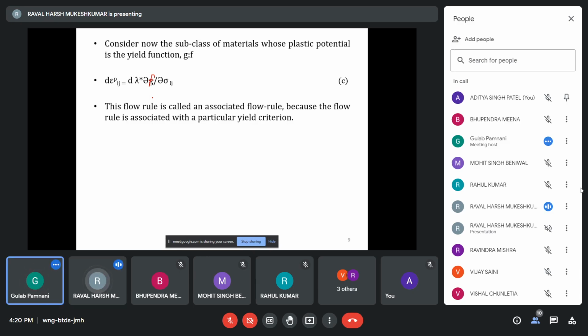Yes sir. Since G is associated with the yield criteria, this special category of flow rule is known as the associated flow rule, sir, where G is associated with a particular yield criterion. If it is associated to Tresca, it will become the Tresca flow rule, and if it is associated to von Mises, you will call it the von Mises flow rule. Von Mises flow rule. Fine.